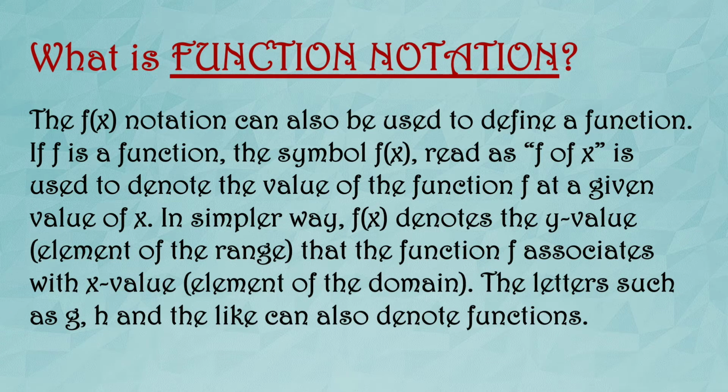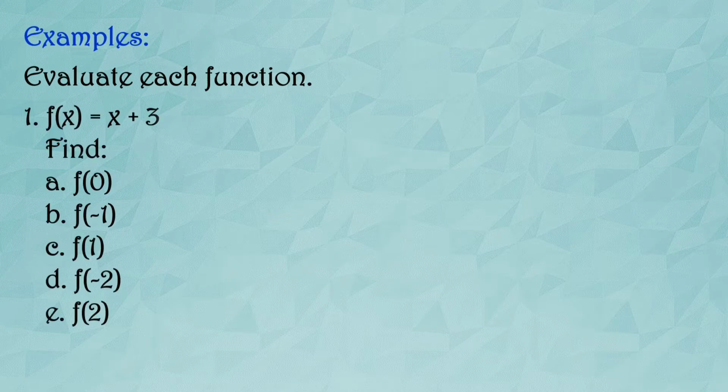We use function notation to get the value of a function. We just input a value for x to get the value of our function. So, we are going to evaluate a function. Let's have an example. Evaluate each function. Number 1, we have f of x equals x plus 3. Find f at 0, f at negative 1, f at 1, f at negative 2, and f at 2. So, let's get the value of each function.